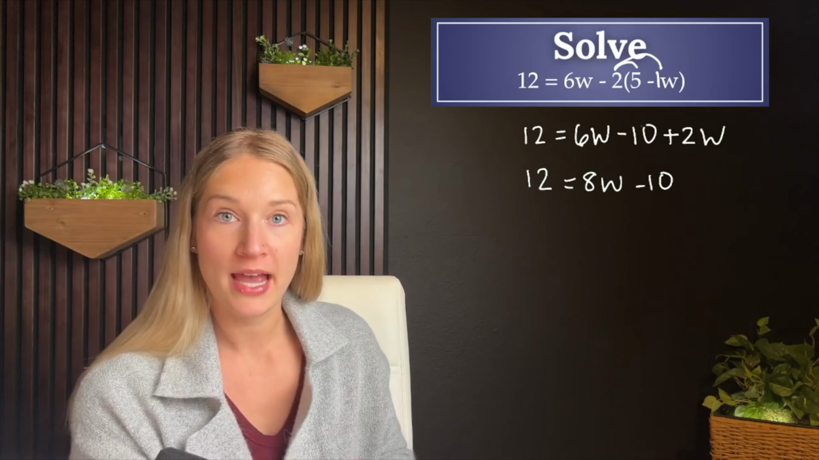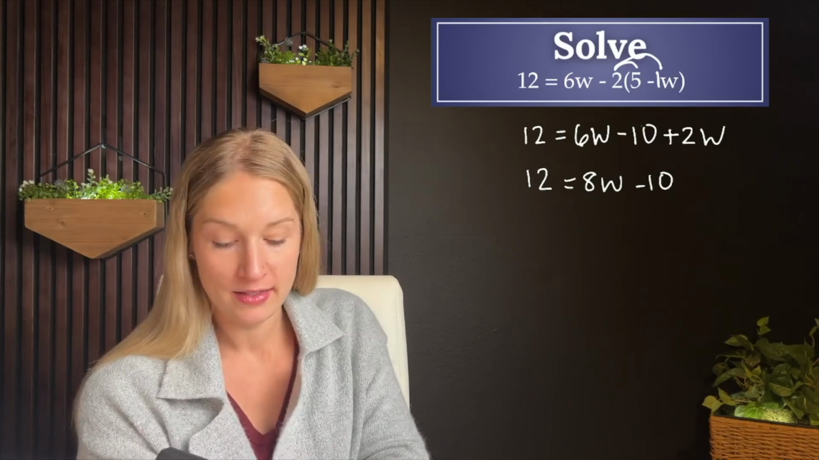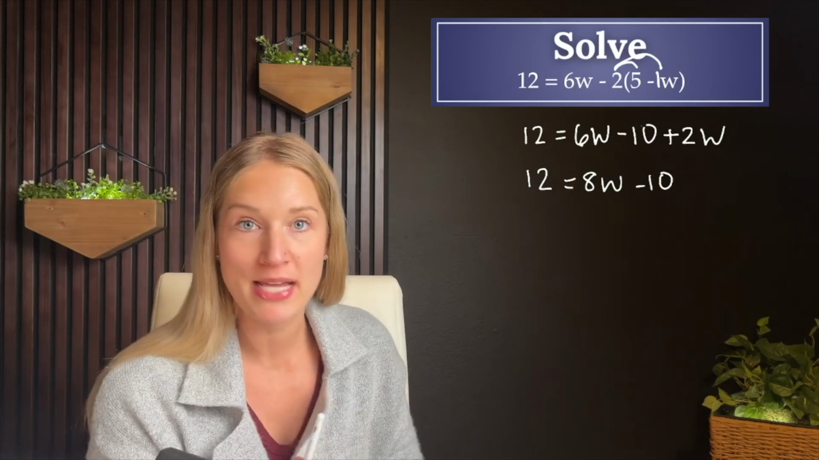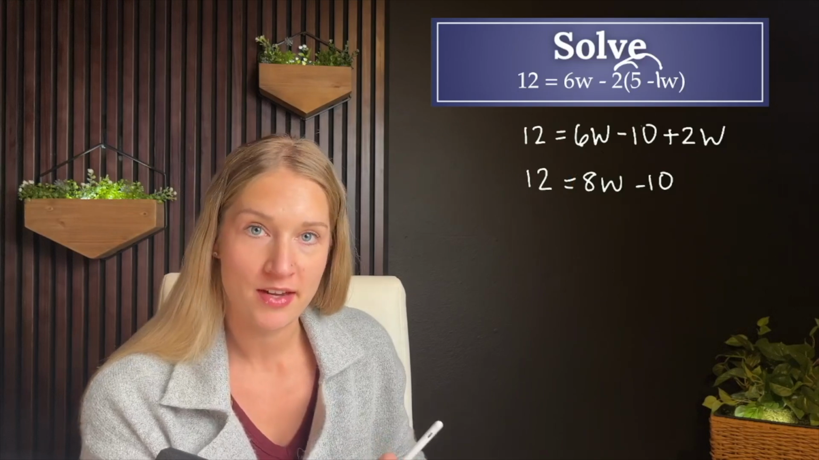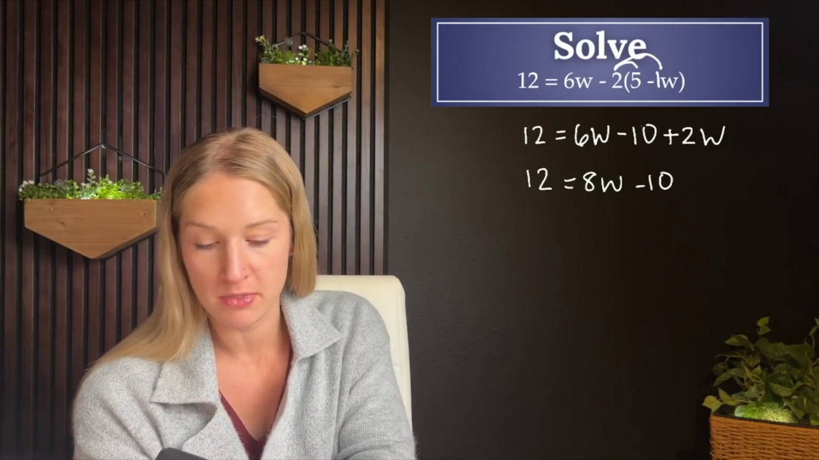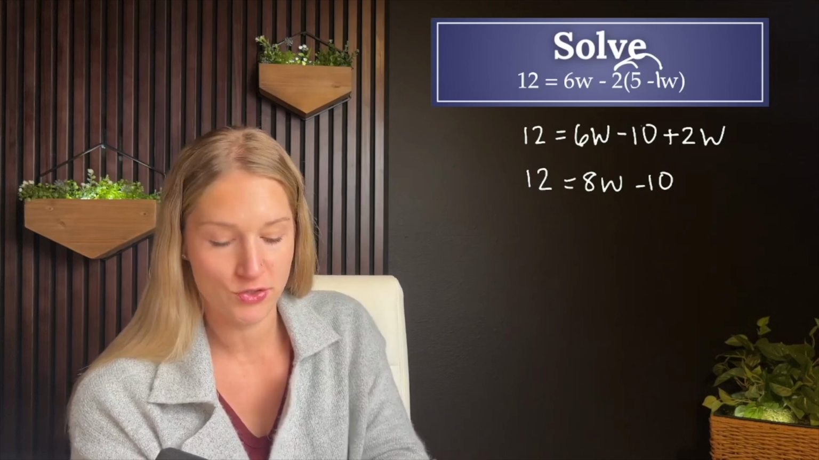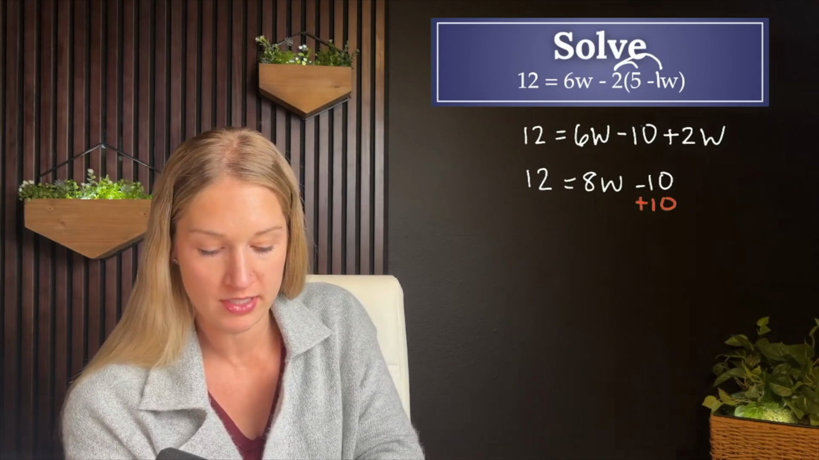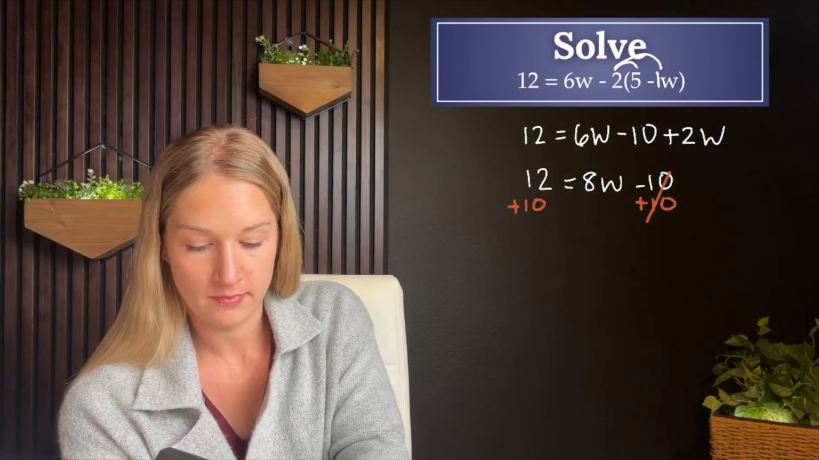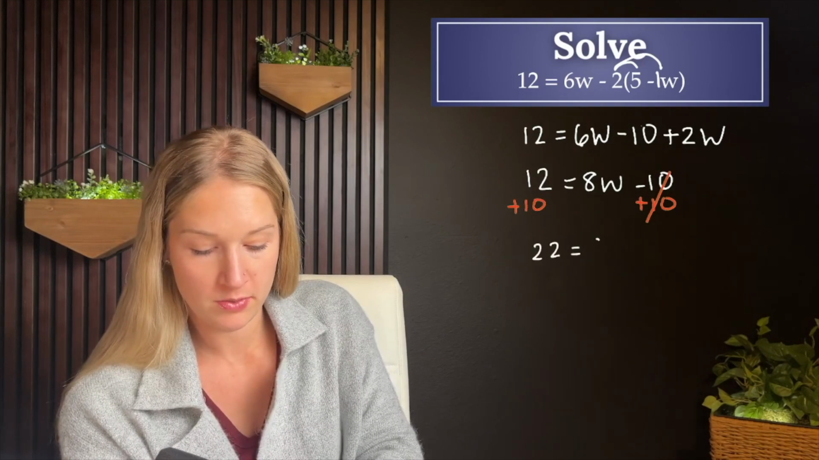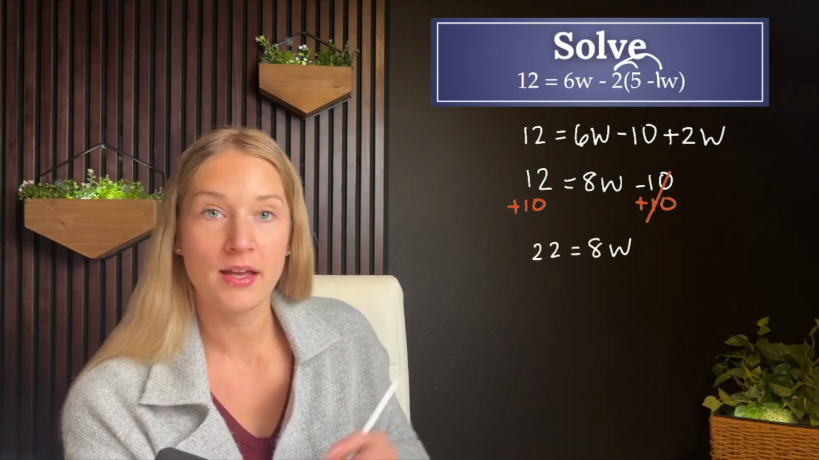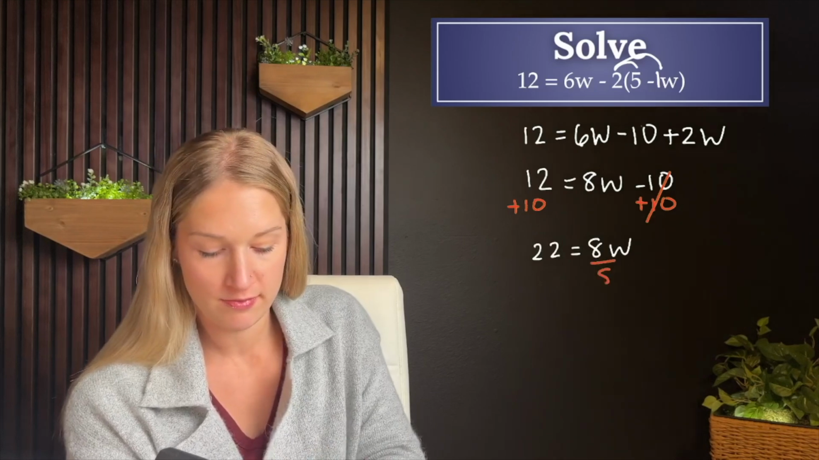Since I only have my variables on one side, here on the right, there's no other w's anywhere else, I'm going to leave those there and move everything away from the w. So I start with the addition and subtraction. So I'm going to undo the -10 by adding 10 to both sides. I get 22 is equal to 8w, and then I undo the multiplication and division.